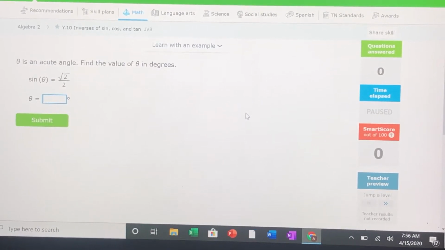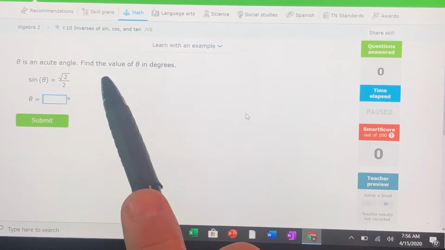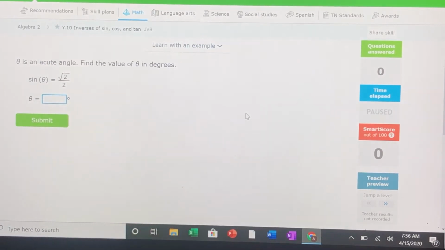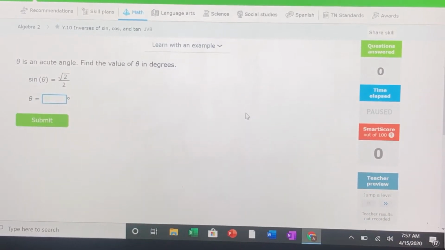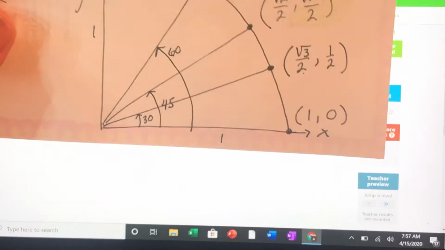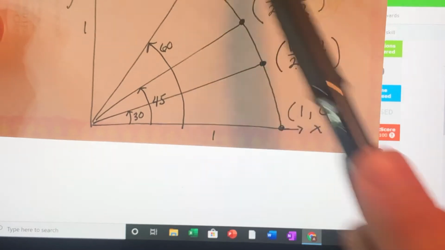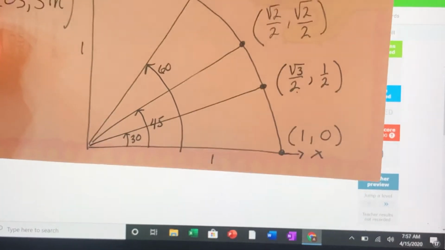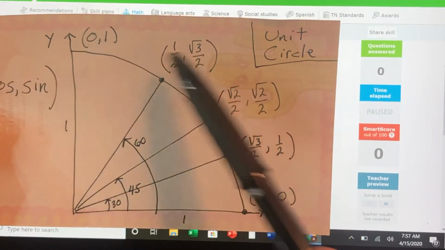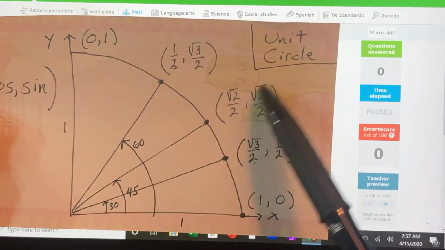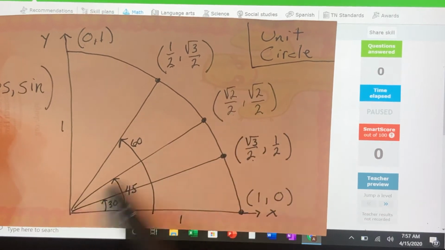Okay, this one says theta is an acute angle. Find the value of theta in degrees. The sine of theta is the square root of 2 over 2. Okay, well, I'm going to use our cheat sheet for that one because this is in simplest radical form. So look at your cheat sheet. Again, you probably don't even need it by now. But which of these angles has a sine that's the square root of 2 over 2? Well, let's see. The sine is the y coordinate. And it looks like that one right there, 45 degrees, is the angle that we're looking for.